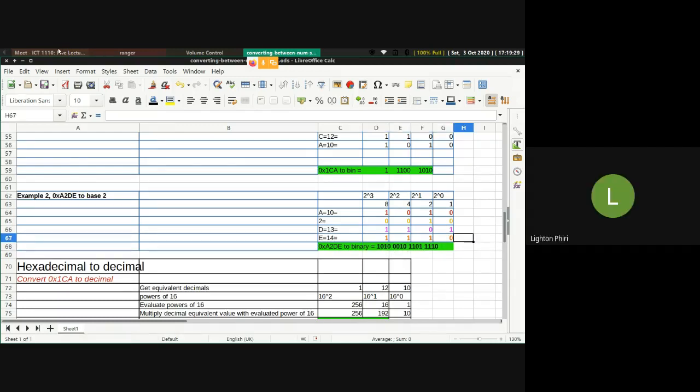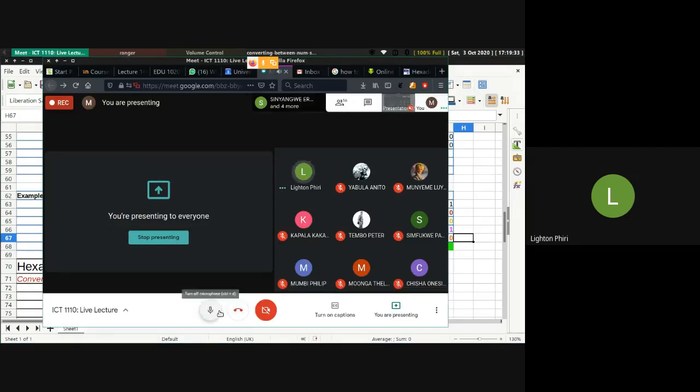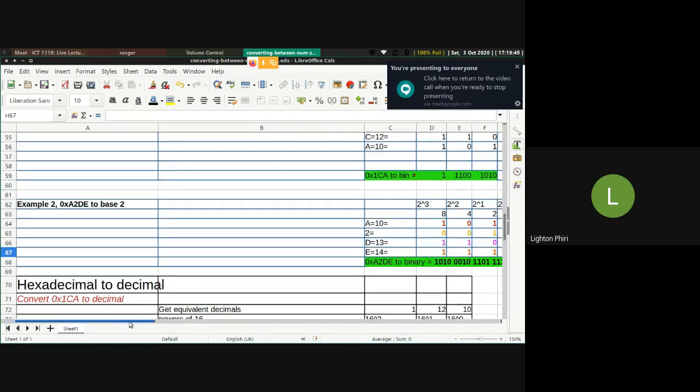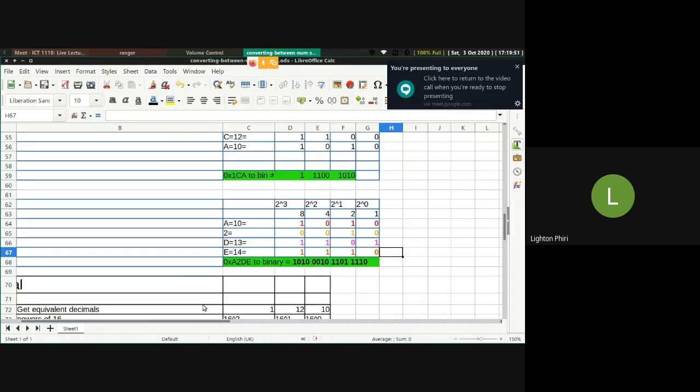But it's the same thing we are doing. The only difference is your visual representation is different from mine, right? What you're doing is the same thing. First of all, you are converting your base 16 into base 10, and then you are converting the base 10 into base 2, right?